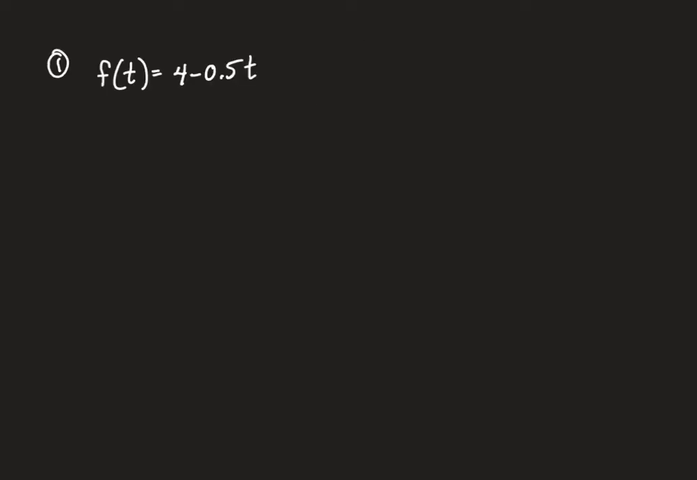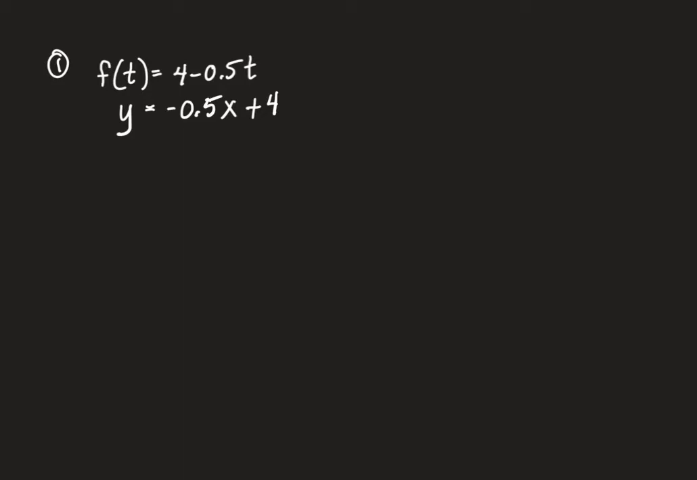Let's take a look at example 1. This is the function f of t that is equal to 4 minus 0.5 times t. Let's change this to xy notation. Here's our dependent variable y. I'm going to go ahead and put this into our slope-intercept form, where the independent variable comes first with its coefficient and any sign connected with that coefficient. And then we have our constant.